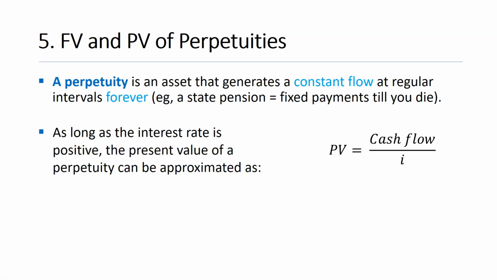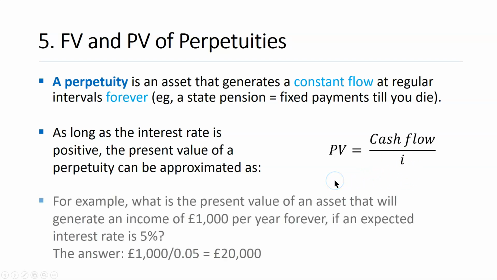Here, the formula is very simple because as long as the interest rate is positive, the present value of a perpetuity can be calculated by simply dividing the regular cash flow, which you will receive, by the interest rate. Very, very simple formula. For example, what is the present value of an asset which will generate £1,000 income forever if an expected interest rate is 5%? Its current value is £20,000. So this is what you might be prepared to pay to get these payments forever at this existing interest rate, this rate of return.